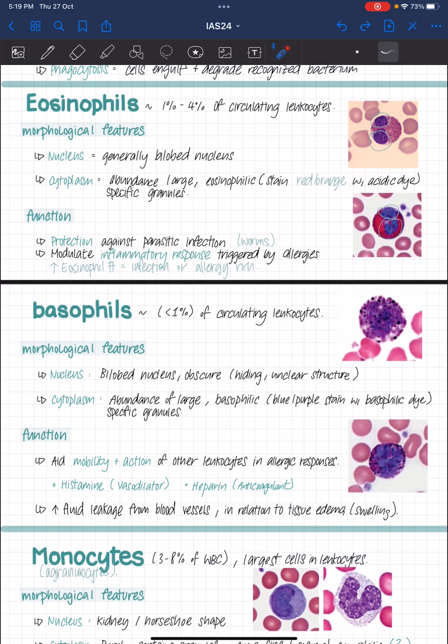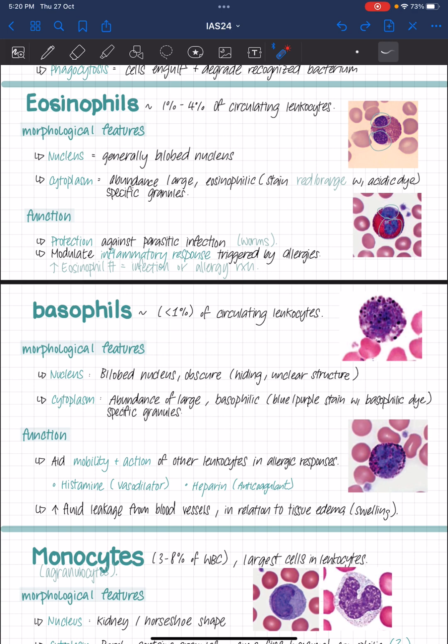So eosinophils make up 1 to 4% of the circulating leukocytes. The morphological features, talking about the nucleus first, is that it is bilobed, so 2 lobes, 1, 2. Usually it's bilobed. And in the cytoplasm, you will see a lot of eosinophilic stained specific granules. The eosinophilic stains protein granules, so you'll see a lot of red dots and granules in eosinophils. This is quite easy to remember because of the name, eosinophil and eosinophilic granules.